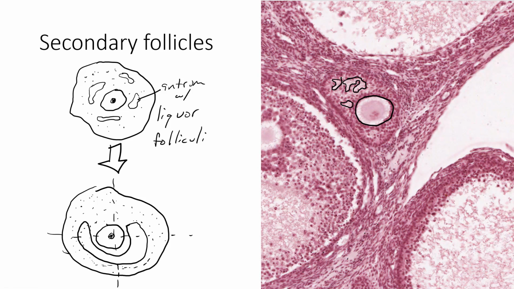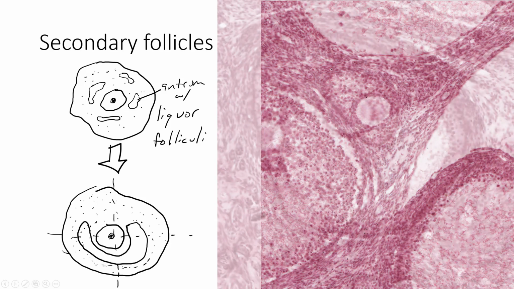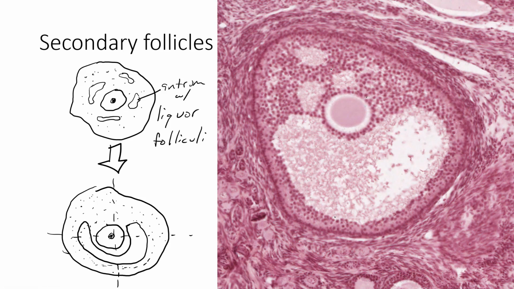If I erase my annotations and bring in a later secondary follicle, once again we have the antra starting to merge together to form a single large antrum. So you can see here's our main antrum here.